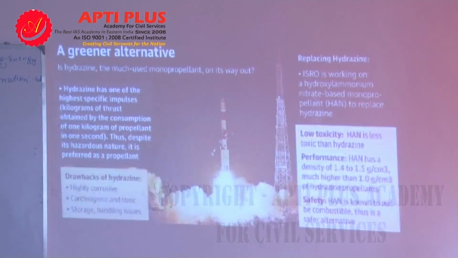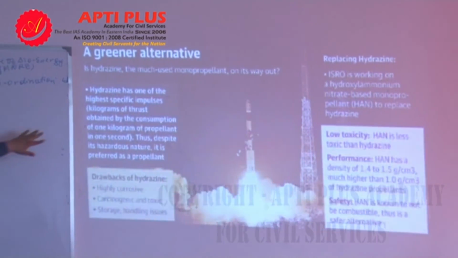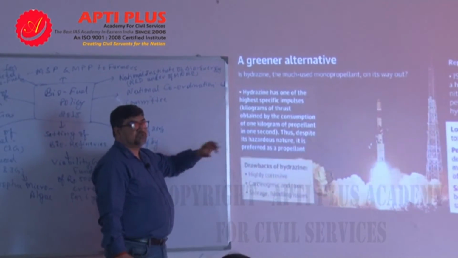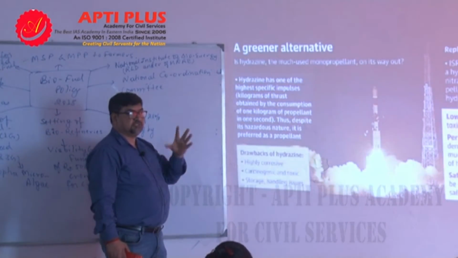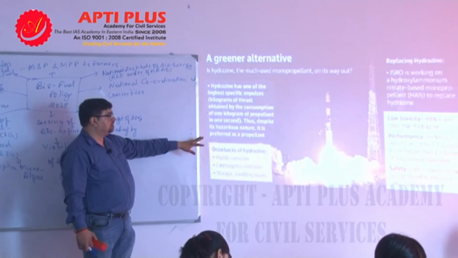But the second stage is in the atmosphere, and that will be there. We will go to the environment. Now, ISRO, here is given here. Hydrogen has one of the highest specific impulses, what is called thrust. It provides thrust: kilogram of thrust obtained by consumption of 1 kilogram of propellant in 1 second.